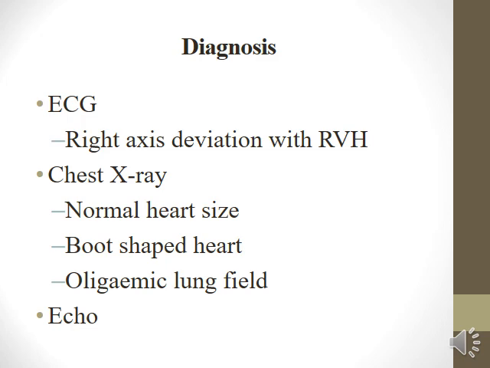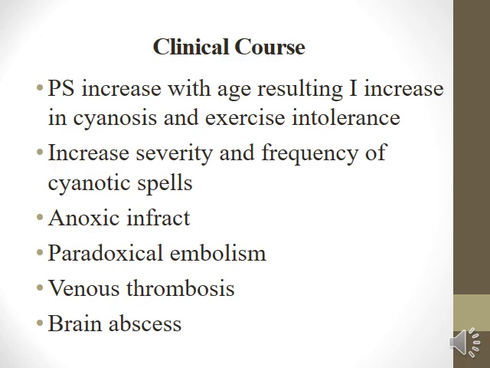Echo confirms the diagnosis. Clinical course: pulmonary stenosis increases with age, resulting in increased cyanosis and exercise intolerance. Increased severity and frequency of spells. Anoxic infarct occurs. There may be paradoxical embolism, because there is shunting and blood flows from the right ventricle to the left ventricle. And venous thrombosis. Brain abscess may occur later if the defect is not corrected by operation.